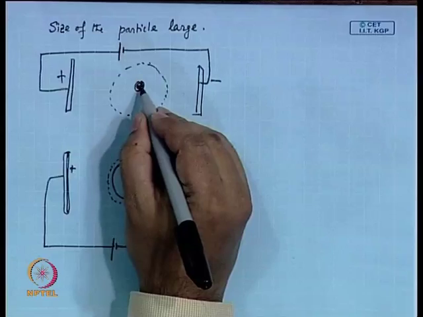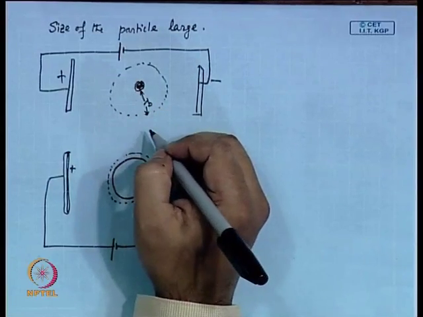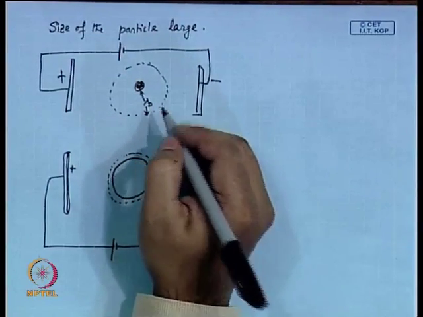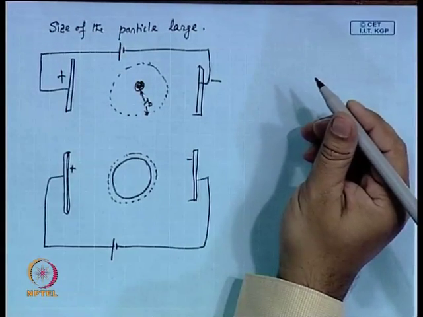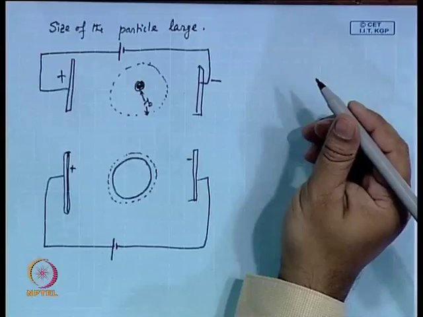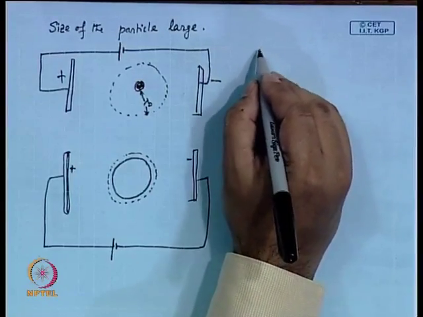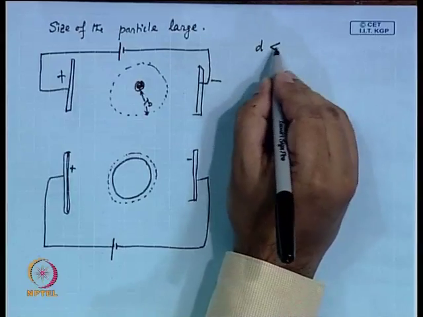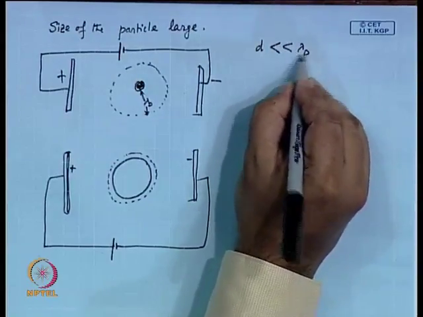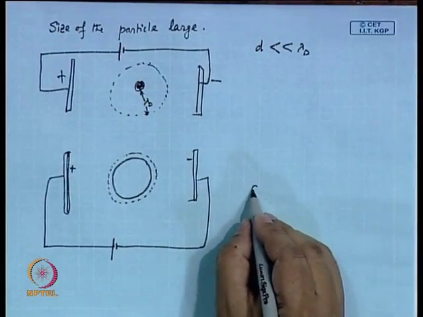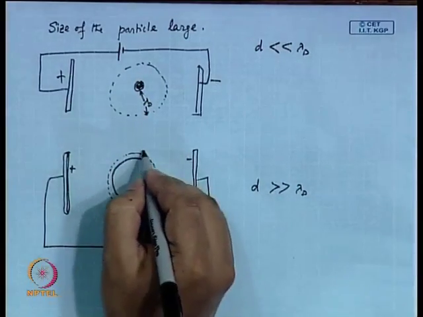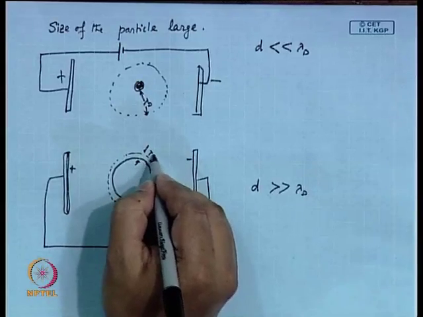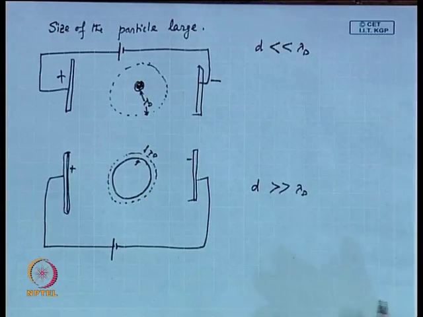So, you look at the radius of the particle or diameter of the particle, and that is small compared to lambda d, the Debye length. Lambda d we have already discussed in connection with electroosmosis or the electric double layer, right. So, this is that same lambda d we are talking about. So, you have two situations: one is d much less than lambda d, another where d is much greater than lambda d, okay, because this is lambda d. Bottom line is, in one case the particle is small and in the other case the particle is big.